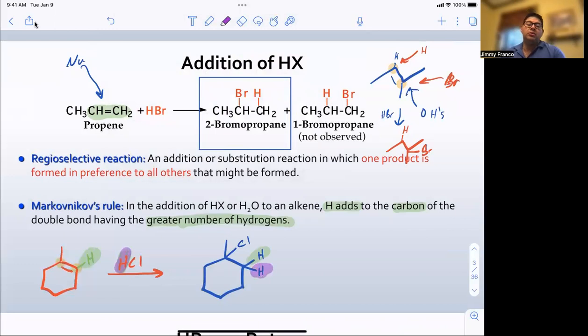All right. So same idea, it doesn't matter if it's HCl, HBr, HF, HI, exact same reactions. And we're going to talk about doing the same thing with water.